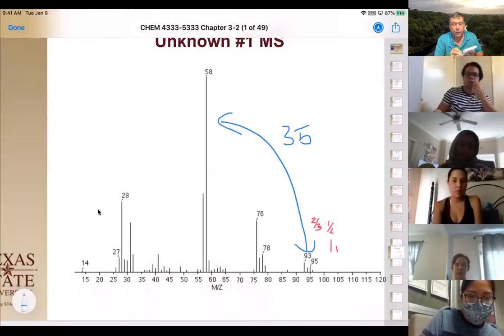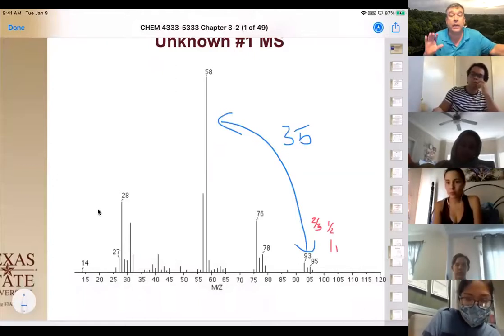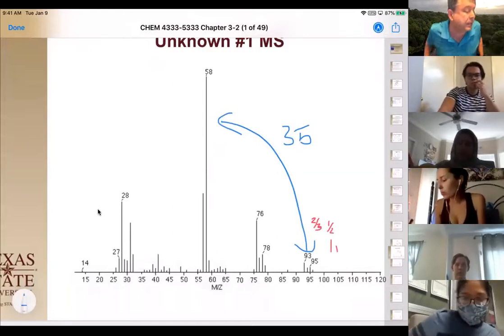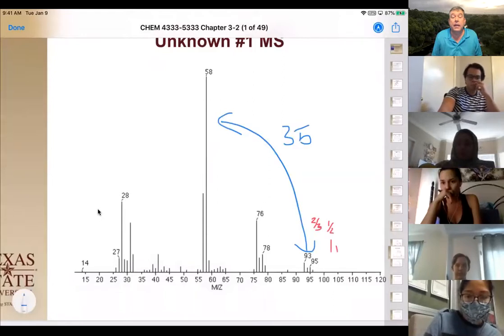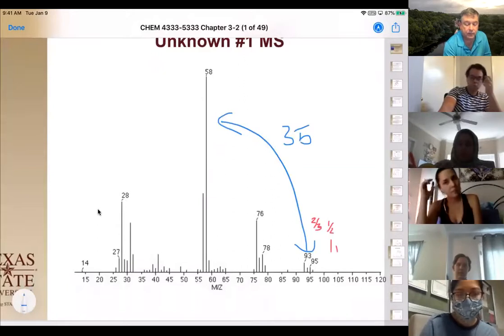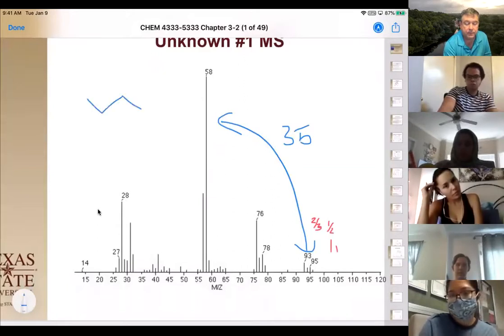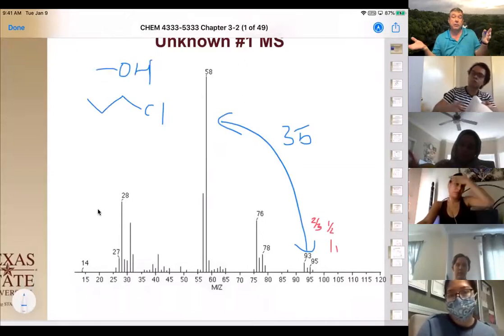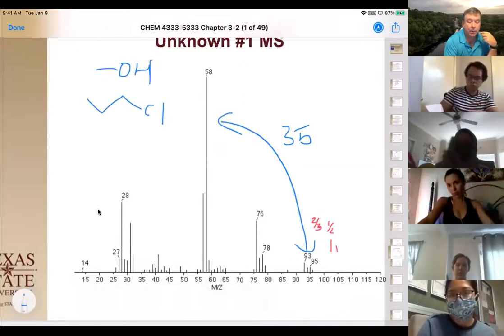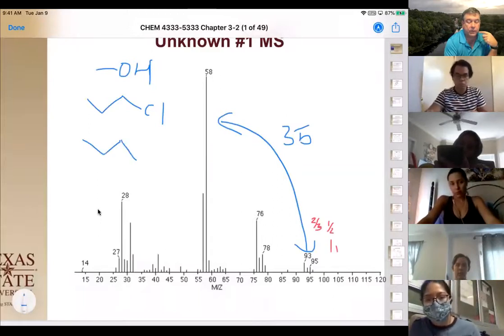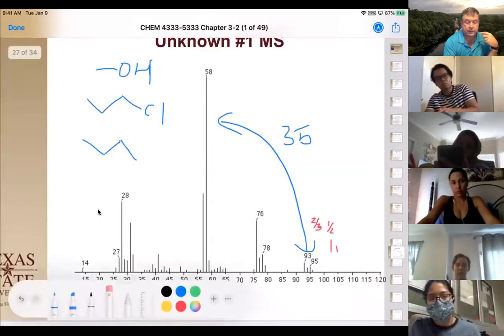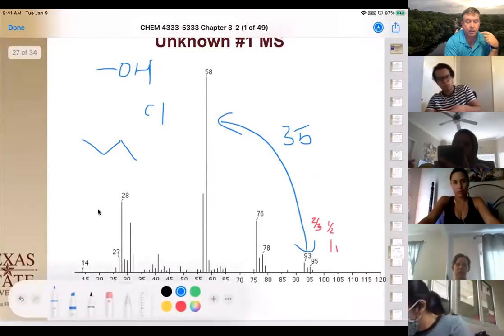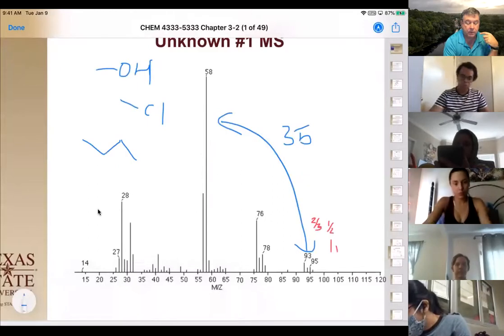Okay, so now our working empirical formula is C3H6ClO. And we know that as a fragment, we have at least something with a Cl on it and something with an OH on it because of that OH peak in the IR. And we know we have 3 carbons somewhere. So let's erase that. We have a chlorine, we have an OH, and we have maybe 3 carbons somewhere.